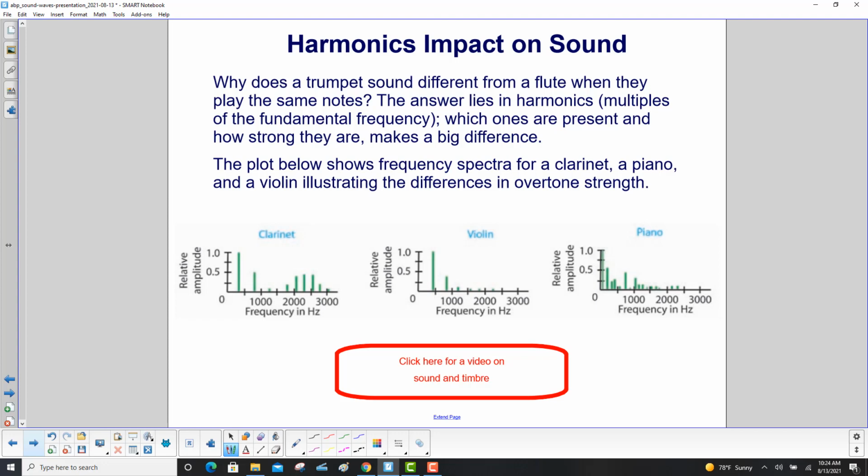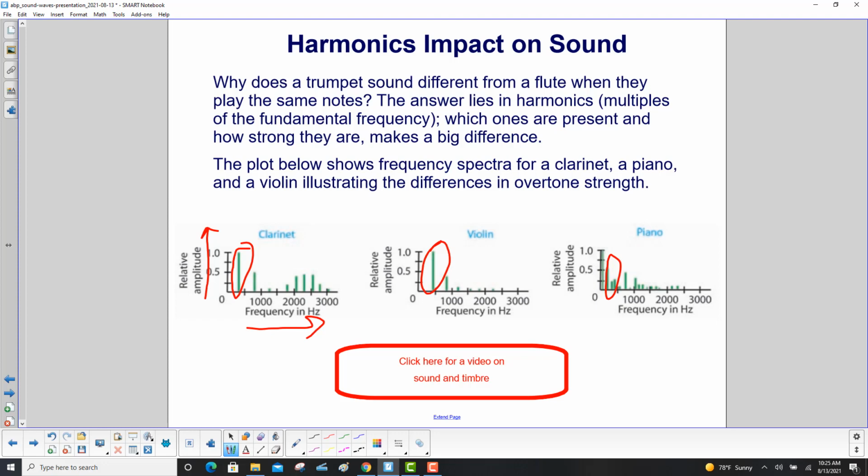The plots below show frequency spectra for a clarinet, a piano, and a violin, illustrating the differences in overtone strength. So looking at this, and it's way more complex than this, but this is pretty close. Let's say here's your fundamental frequency. You've got your frequency here and relative amplitude, how strong that frequency is, how much you hear it. So that matches with the violin here. And look, for the piano, you've got a whole bunch of different frequencies there right alongside the fundamental frequency.